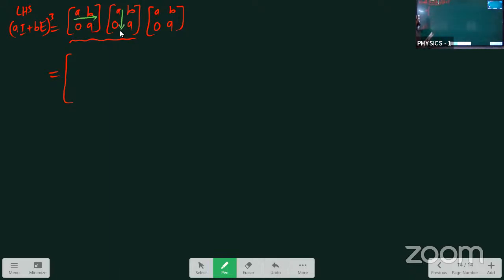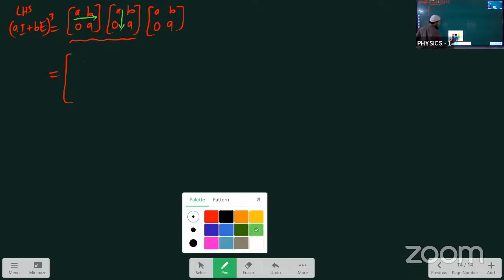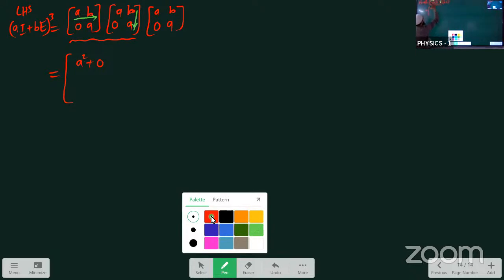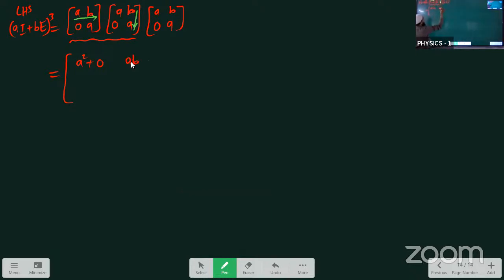You multiply correspondingly. A into A is A square. B into 0 is 0. So correspondingly, right? You multiply like this and put it on writing the elements. So first A into A is A square plus B into 0 is 0. In the same way, multiply A with B into A. Now you multiply these two matrices. Now multiply these two. Corresponding row, corresponding element, put it here. So how you will do the multiplication? A into B is AB plus B into A is AB.